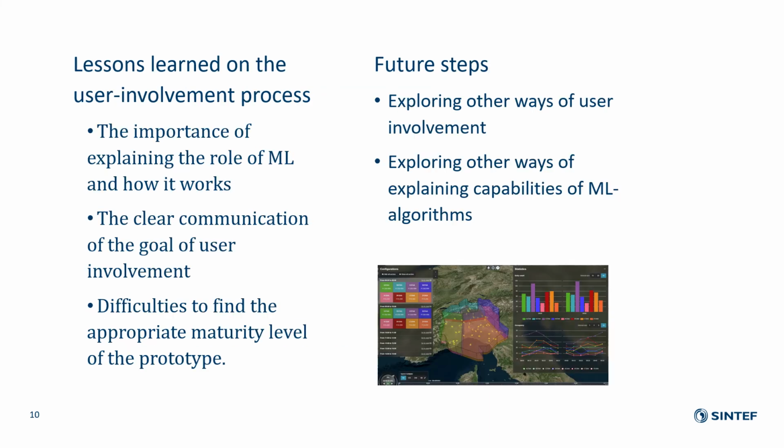What are the lessons learned on the user involvement process? The first one is the importance of explaining the role of machine learning and how it works. We explained the architecture of the system and the role of machine learning to the participants in the beginning. But this wasn't enough. They were used to rule-based systems and it was difficult for them to change the mindset. We need to develop examples explaining better machine learning in complex domains.